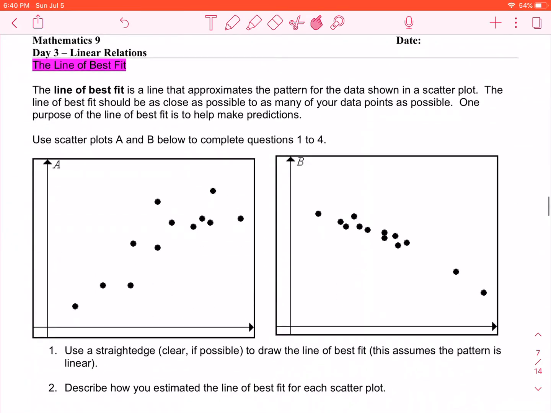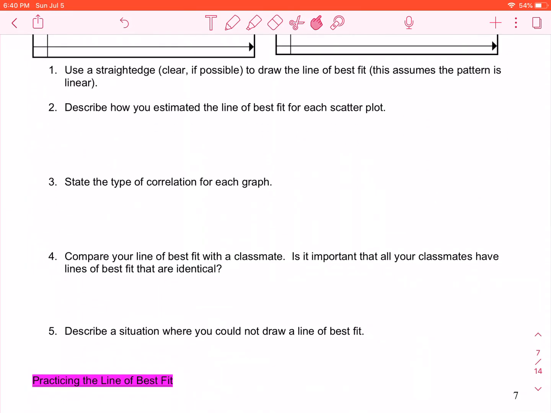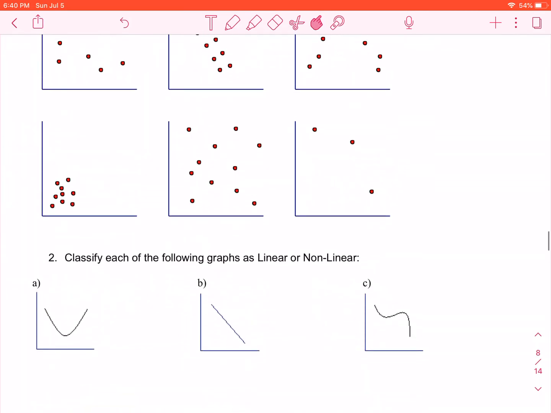Okay, line of best fit. I'm going to get you guys to do this as part of your homework support. So just describing the type of correlation, that kind of stuff, and practicing the line of best fit. Okay?